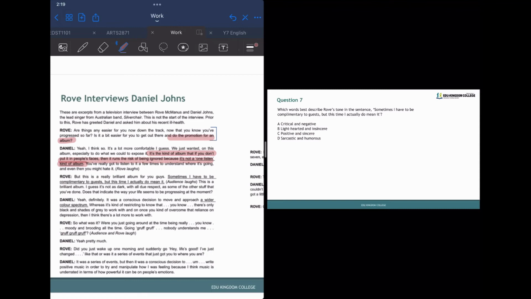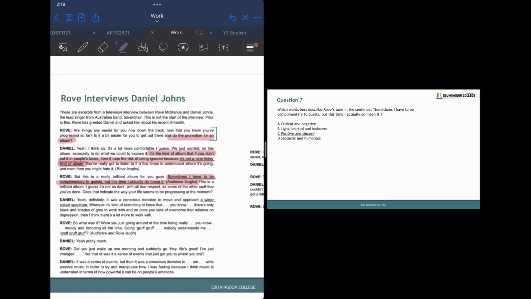"Sometimes I have to be complimentary to guests, but this time I actually do mean it." So tone is the overall feeling. What we can do is look at the sentence and stage directions if we'd like to. Audience laughs. So it's a bit light-hearted. It's funny. But the actual content of the sentence is that sometimes Rove has to fake liking their guests, but in this case, they genuinely do like Daniel.